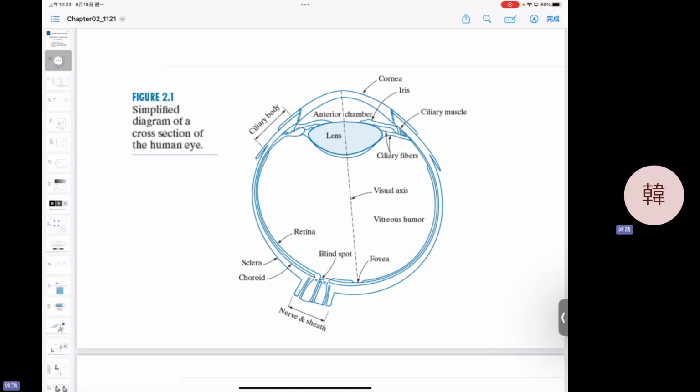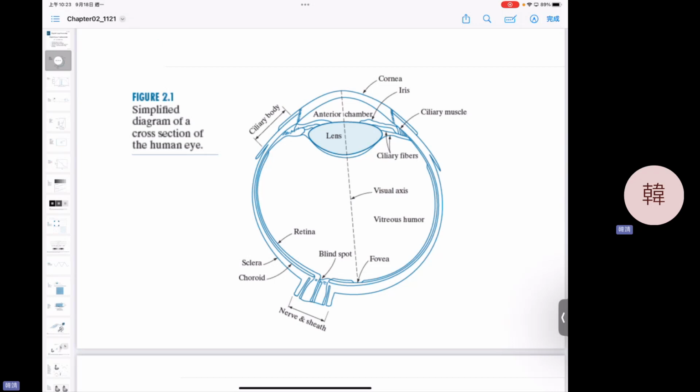And then the second one is the choroid. Inside the sclera is the choroid. The choroid has a lot of blood vessels and nerves that carry oxygen and nutrition to your eyes.